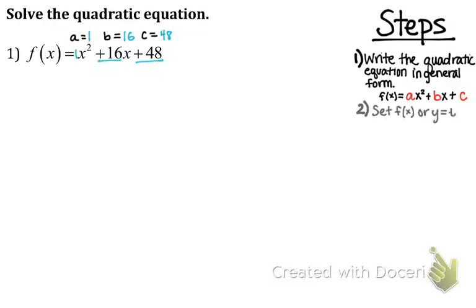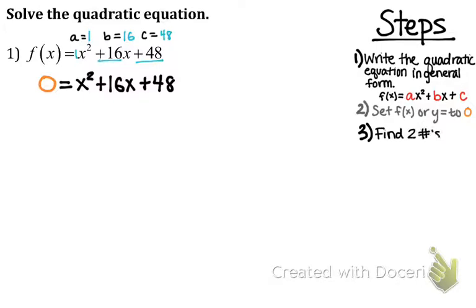Okay, so step 2. Set f of x or y equal to 0. So we are going to replace f of x with a 0 and just rewrite the right side of our quadratic equation. So we have 0 equals x squared plus 16x plus 48. Okay, on to the next step.